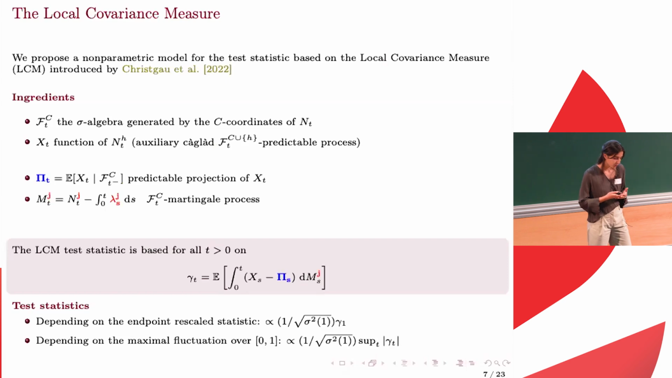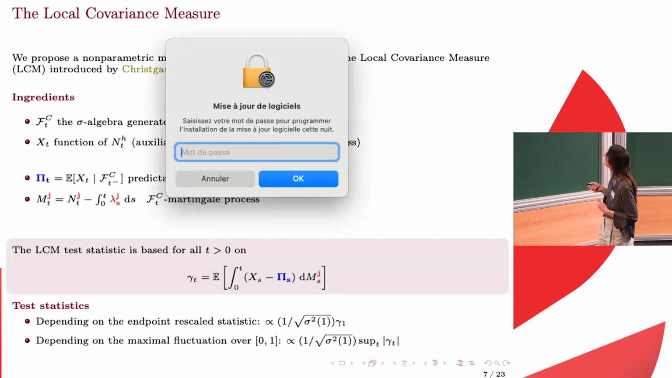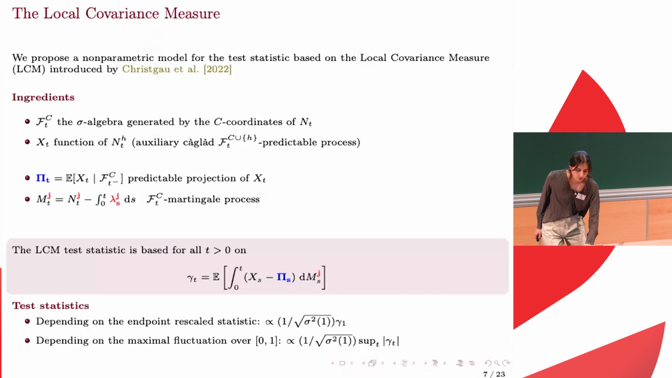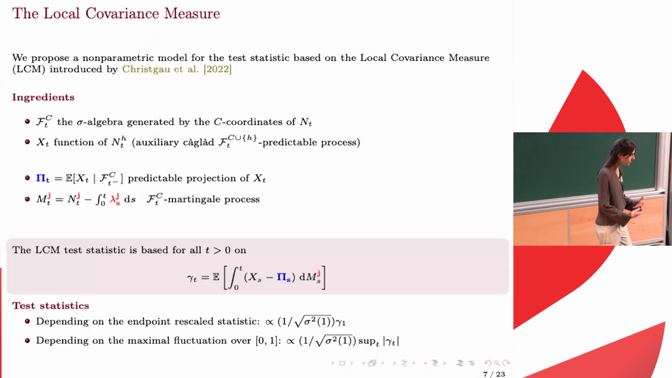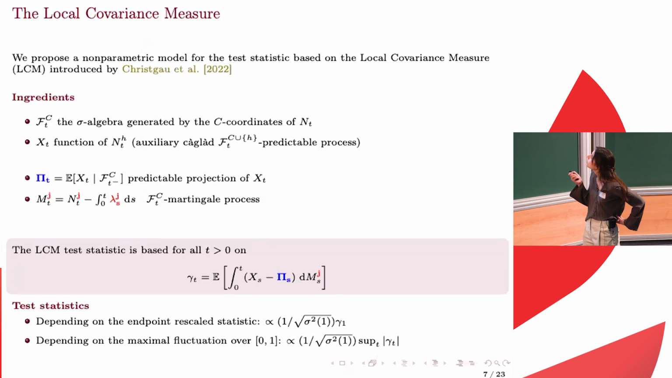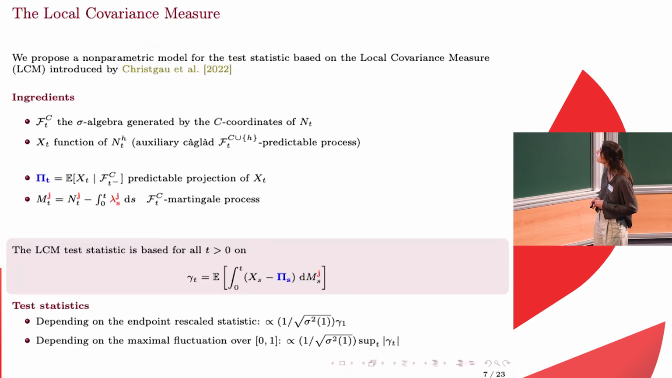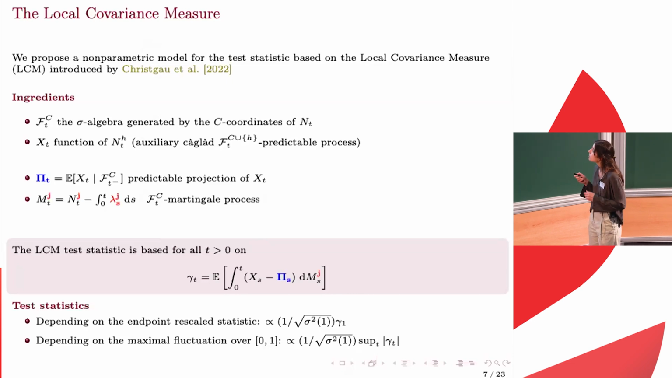In fact, we will not propose a new test for conditional local independence, but we will rather propose a model for an existing one that was proposed by Christgau, Petersen and Hansen 2 years ago. It's based on the local covariance measure, where if I consider F_C to be the sigma algebra generated by the C coordinates, it's basically the information that I have from the coordinates over which I condition.